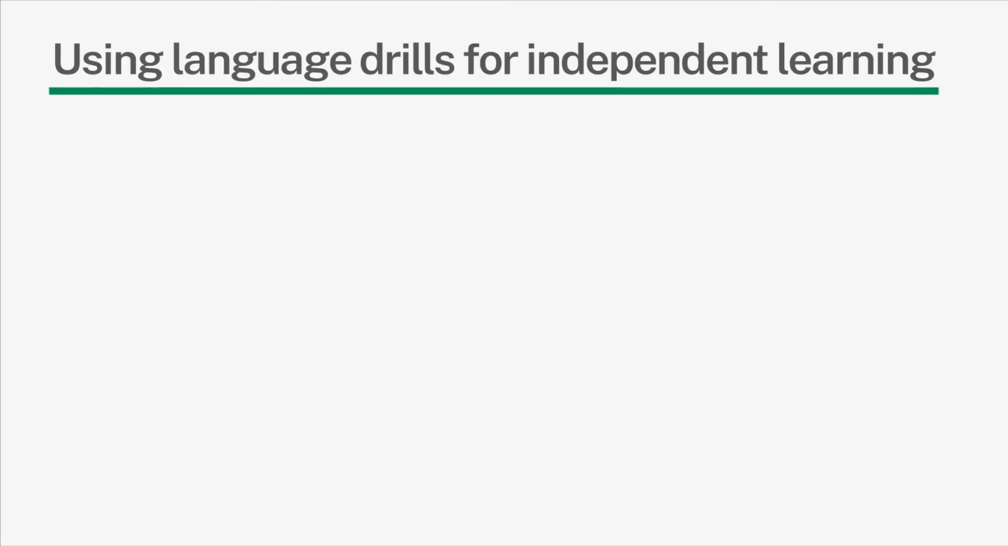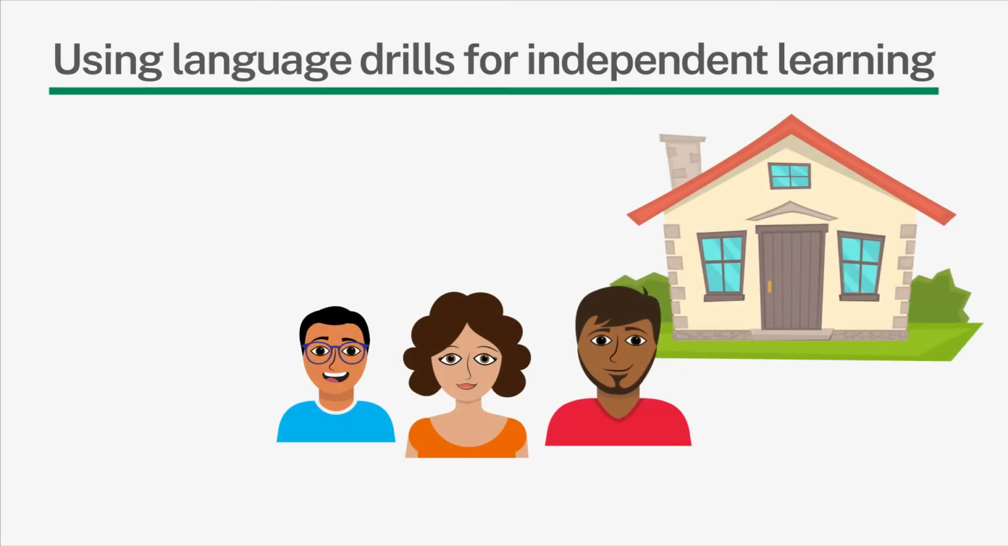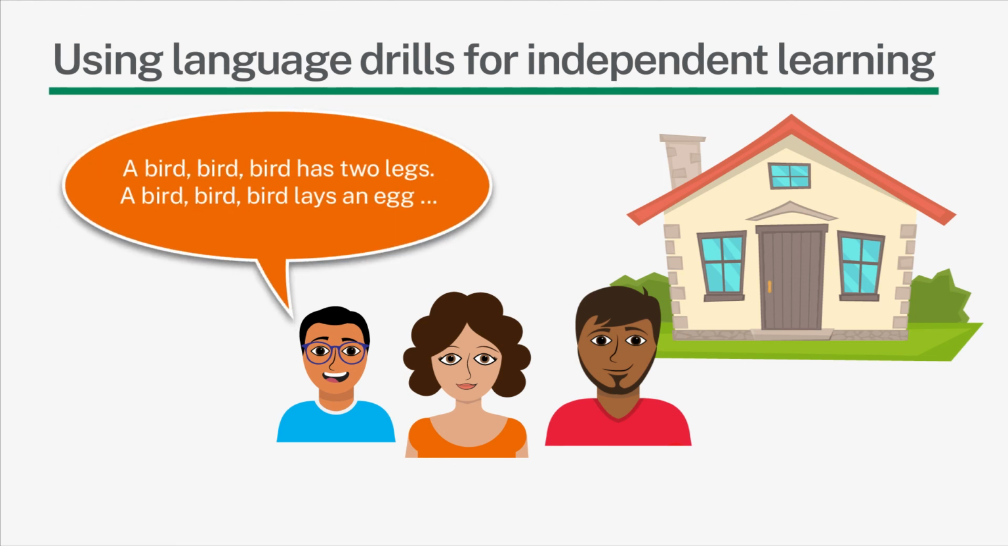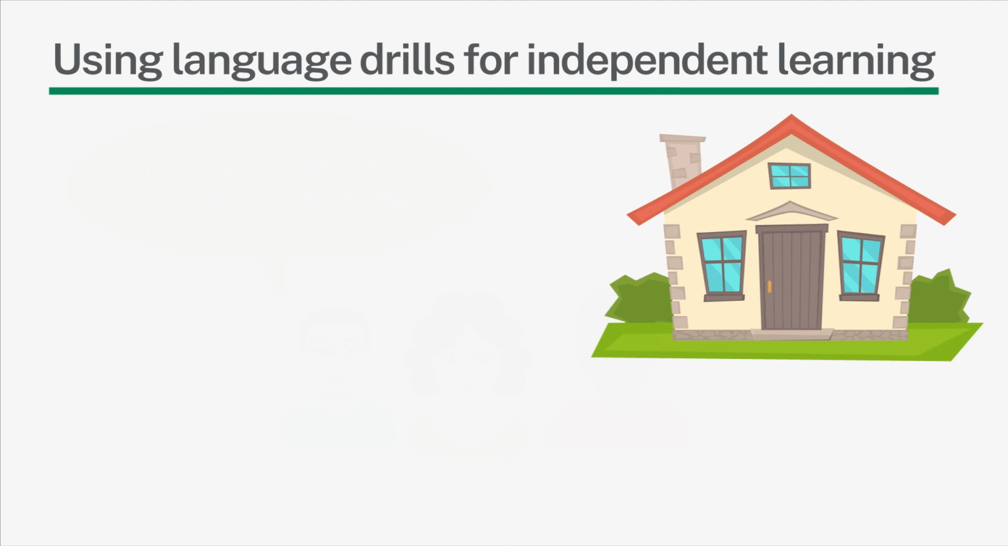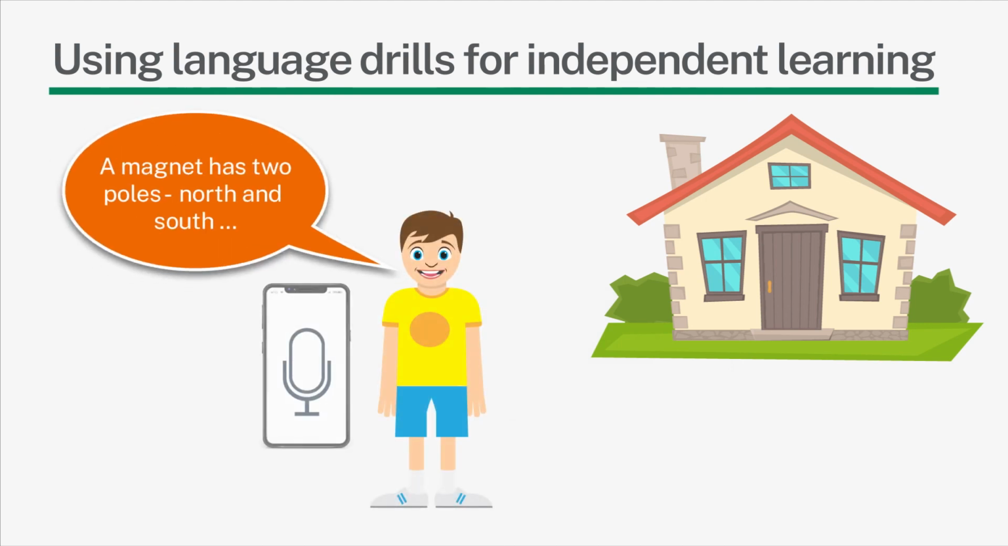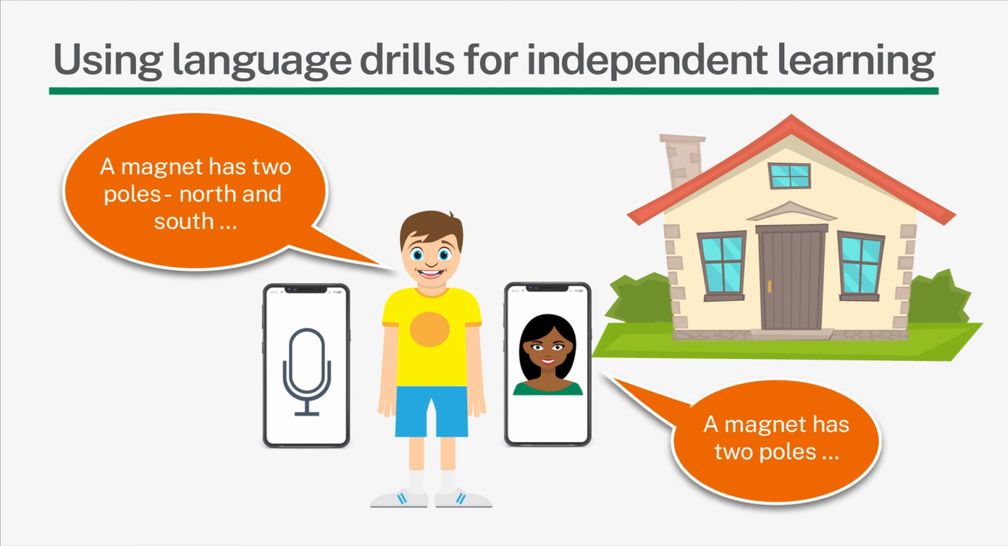To use language drills for independent learning, you might want to ask younger children to practice drills, songs or chants at home with their parents. For older learners, you might want to ask them to practice saying the drills or raps at home, and then to record themselves and listen back. To help with this, you could give the learner a recording of you modelling the drill, so they have a model to refer to when practicing at home.